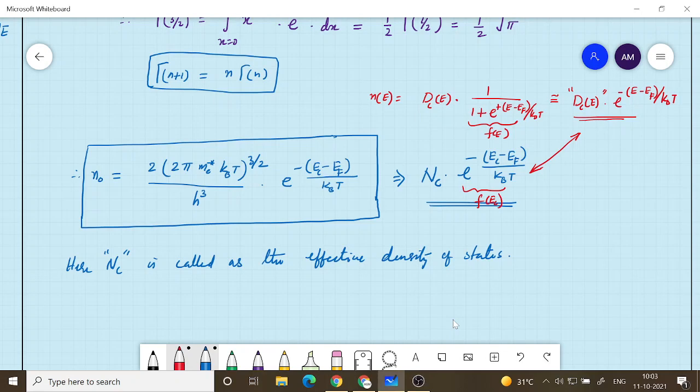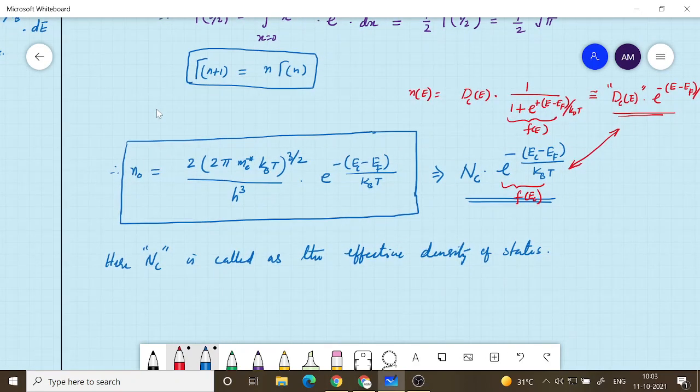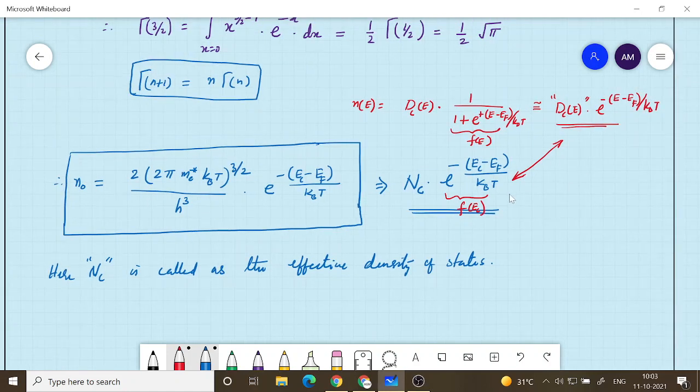So out of them, this f of EC determines how many of NC is occupied. Okay, so this is the way we are interpreting the result. We got this result for N0, and we are interpreting it as N0, that is the total number of electrons in the conduction band, is equal to the probability of occupation at E equal to EC, multiplied with some number, and that number is interpreted as the effective density of states by the comparison of these two expressions.